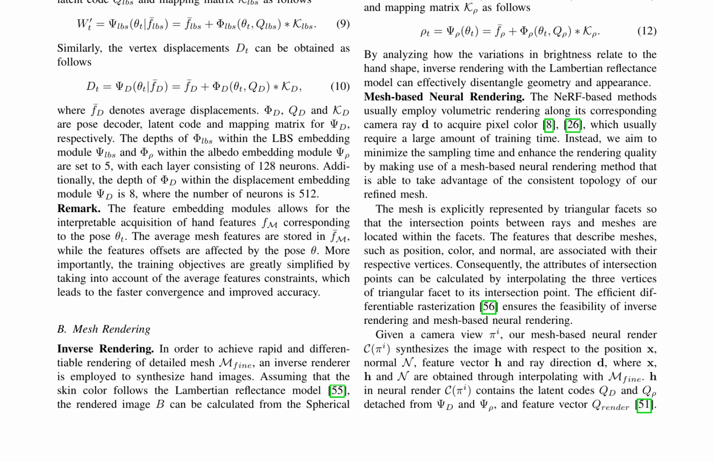The mesh-based neural rendering method takes advantage of the consistent topology of the refined mesh, allowing for efficient and high-quality rendering. The mesh is explicitly represented by triangular facets, and the features that describe meshes, such as position, color, and normal, are associated with their respective vertices. The attributes of intersection points can be calculated by interpolating the three vertices of the triangular facet to its intersection point. The efficient differentiable rasterization ensures the feasibility of inverse rendering and mesh-based neural rendering.